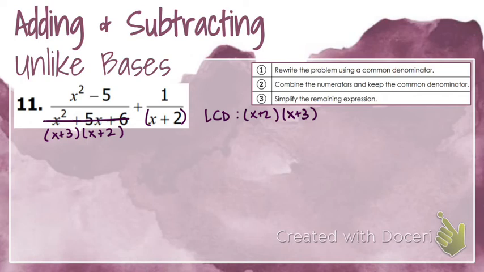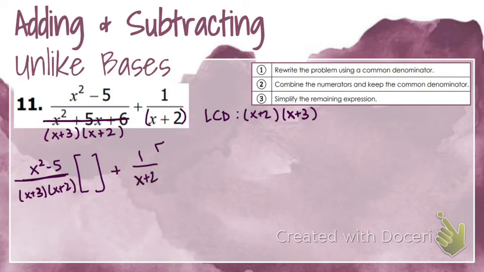So now we're going to look at what this changes to. So we have x squared minus 5 over x plus 3 times x plus 2, and times something plus 1 over x plus 2 times something. To get from here to here, we don't have to do anything. We just multiplied by 1. To get from here to here, we have to multiply by x plus 3. So we'll have x plus 3 over x plus 3.